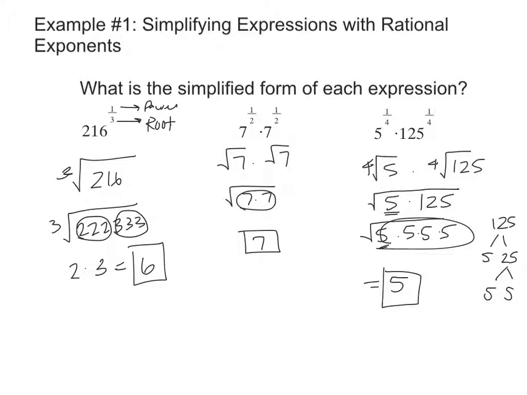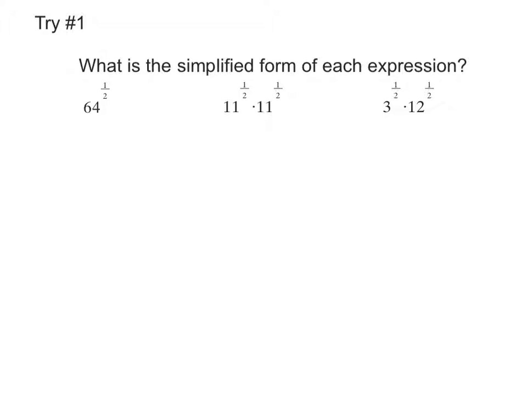All right, let's practice with our try. Again, the numerator is the power, the denominator is the root. So this is the square root of 64, which we know is technically plus or minus 8, or you can just write 8 for this example. Again, this is the square root of 11 times the square root of 11. We know that will equal 11. And then finally, this is the square root of 3 times the square root of 12.